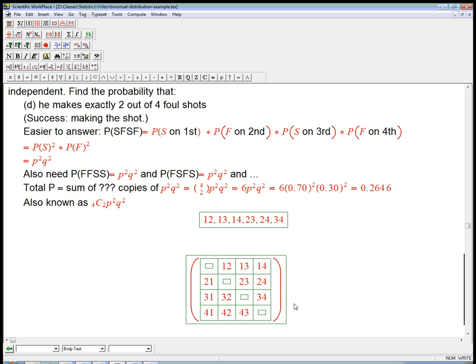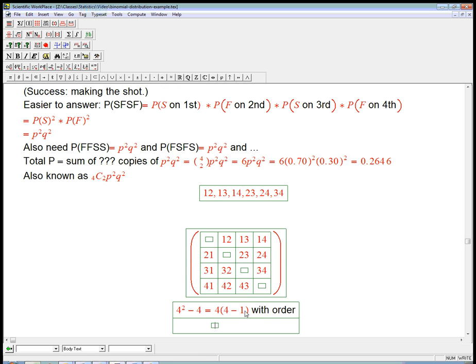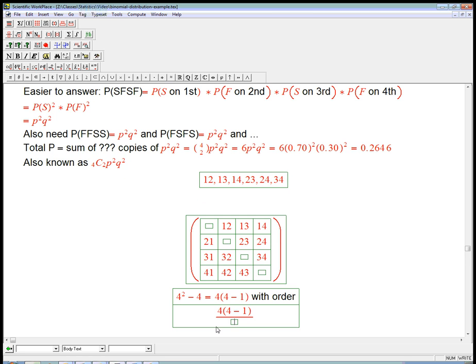So here's why that's so useful. Okay. We take 4 squared and we subtract the doubles. Okay, there's a better way to write that. That's 4 times 4 minus 1. Okay. That's with the order. That's counting with order. It's not what we wanted, but it's more systematic and it's easier to do. Okay. Now what do we do? We just divide by 2, because everything appears exactly twice. Okay, and so what we're getting here is 4 times 4 minus 1 all over 2. Okay, or 4 times 3 over 2. And that exactly is the 6 that we got just by brute force listing.